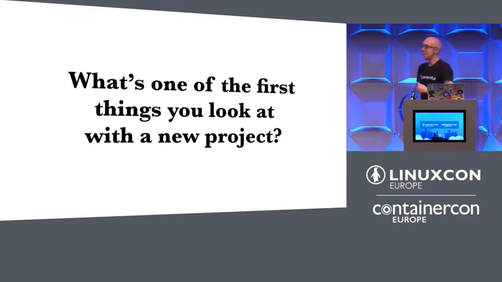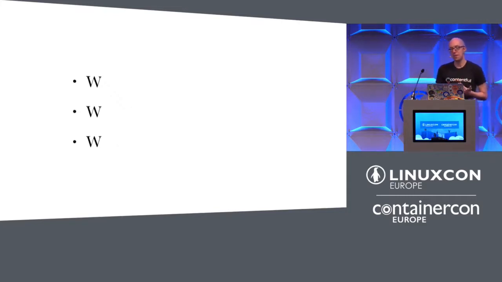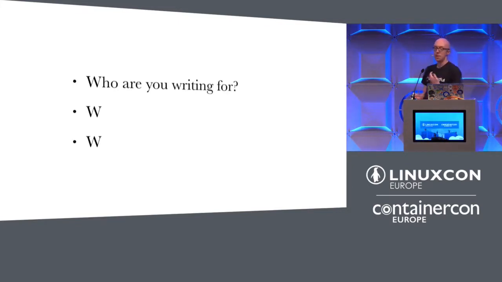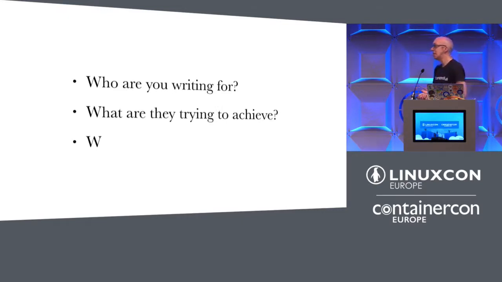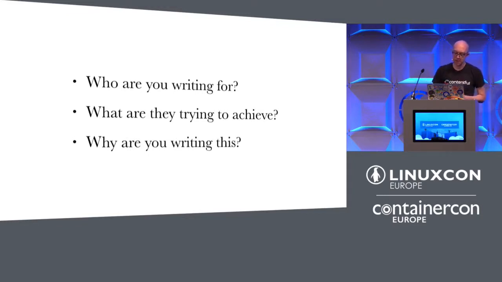Okay. So I'm going to begin with what I'm going to call the 3 W's, which is maybe slightly me just trying to find a convenient, catchy thing to remember, but I think it actually makes some sort of sense. And these 3 W's are: who are you writing for? What are they trying to achieve? And then why are you writing this in the first place?